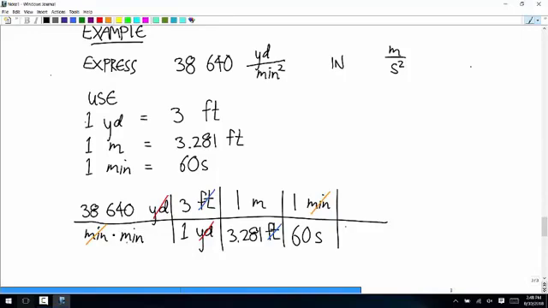So again, the one we want to cancel is in the denominator. So we want to put one in the numerator.